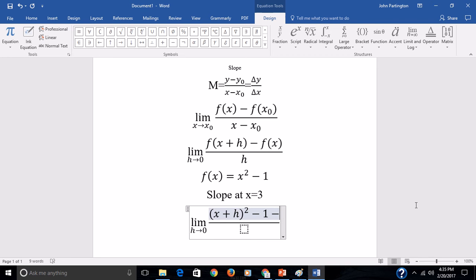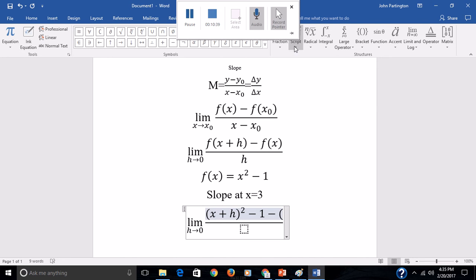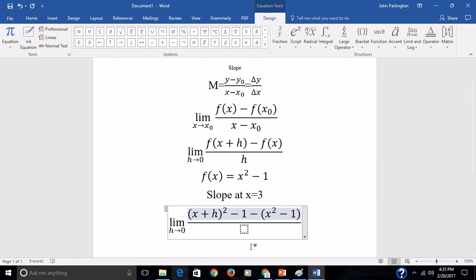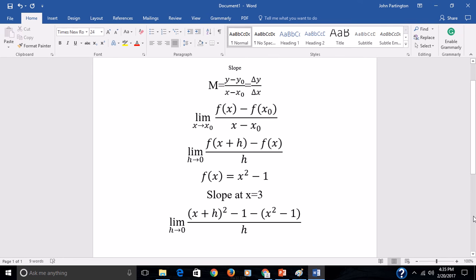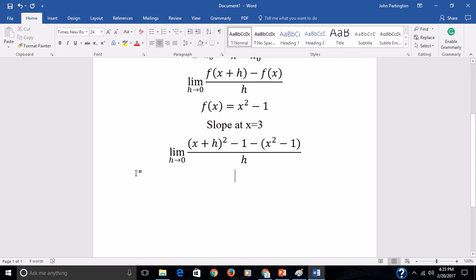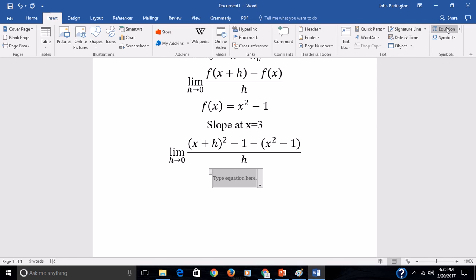That's going to be our f of x plus h minus, now we're going to have x squared minus 1 over h. So this is what we want to evaluate here. Right now we cannot evaluate because this h at the bottom, if we substitute h for 0, we're going to be left with 0 on the bottom, which we do not want. This will be indeterminate.